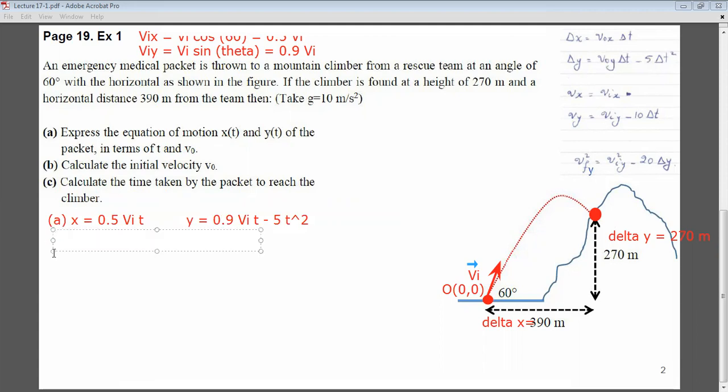Part B. Calculate the initial velocity V initial, just as we did with the basketball player, page 18, number 9. We will be using the fact that x is equal 390 and y is equal 270, that these 2 points are on the trajectory. Okay, so instead of x, I will put 390 is equal to 0.5 v initial times t, okay? And 270 is equal to 0.9 v initial t minus 5t squared.